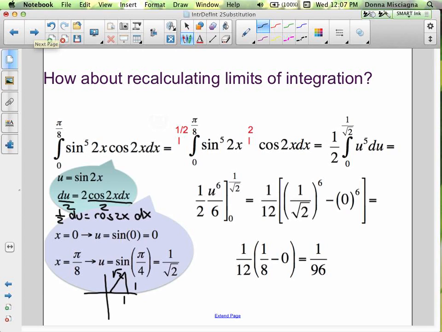And so now we're going to use those limits with our new function, and we won't substitute back.